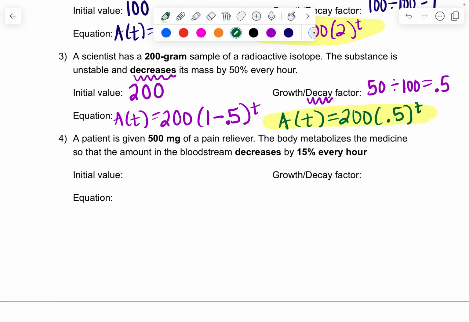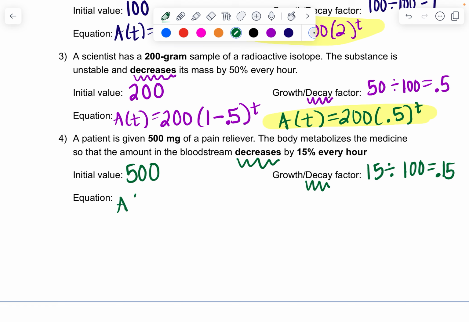One more. A patient is given 500 milligrams of a pain reliever. The body metabolizes the medicine, so the amount in the bloodstream decreases by 15% every hour. So it starts with 500. It's decreasing, which means it's decaying. To find our decay factor, we'll do our percentage divided by 100, which is 0.15.